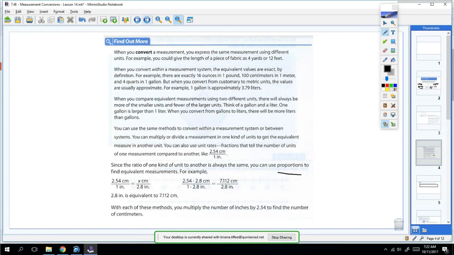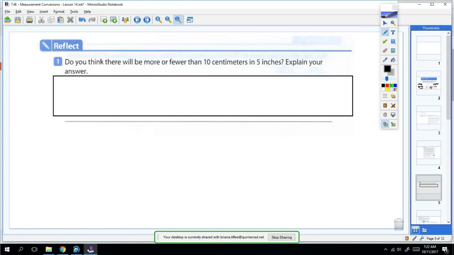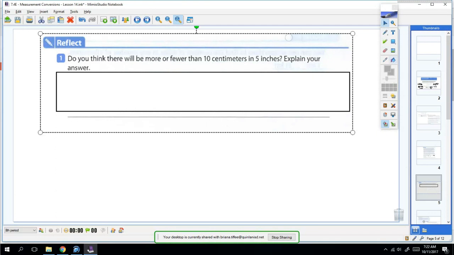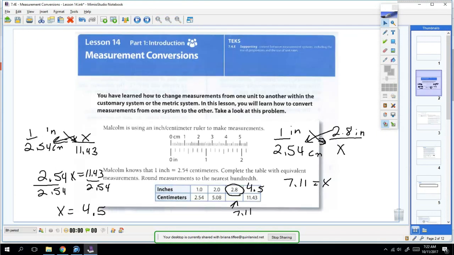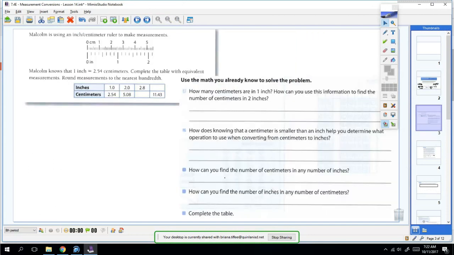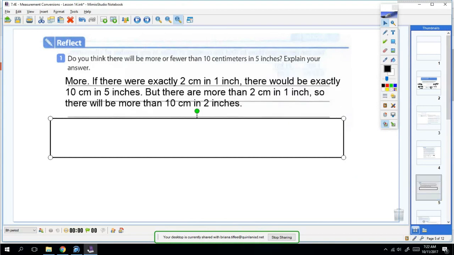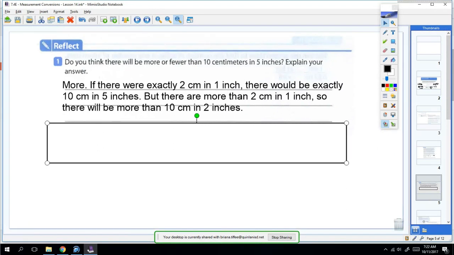I'm not going to read through this as well, but it says, do you think there will be more or fewer than 10 centimeters in 5 inches? Well, the answer should be more, because from the table up here, 4.5 inches was already 11.43. And so there should be more than 10 centimeters in 5 inches based upon the proportion that we've been using. So my answer is more. If there were exactly 2 centimeters in 1 inch, there would be exactly 10 centimeters in 5 inches. But there are more than 2 centimeters in 1 inch, so there would be more than 10 centimeters in 5 inches. And basically the same thing, just using the proportion we did.